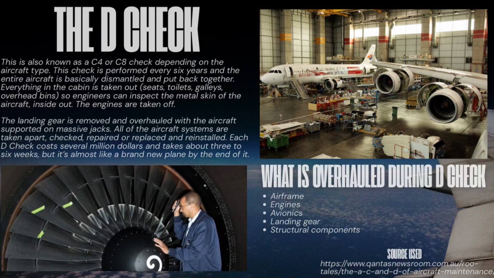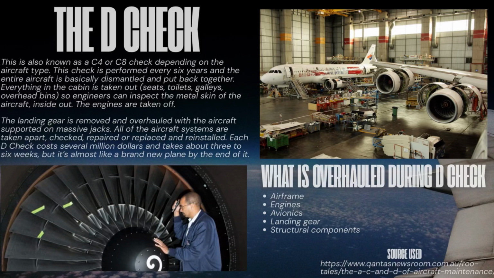The D check. This is also known as a C4 or C8 check depending on the type of aircraft. This check is performed every 6 years and the entire aircraft is basically dismantled and put back together. Everything in the cabin is taken out, like the seats, toilets, galleys, and overhead bins, so engineers can inspect the metal skin of the aircraft inside and out.